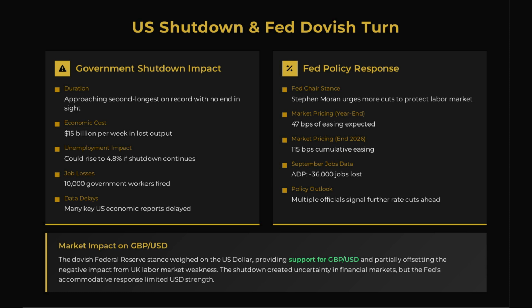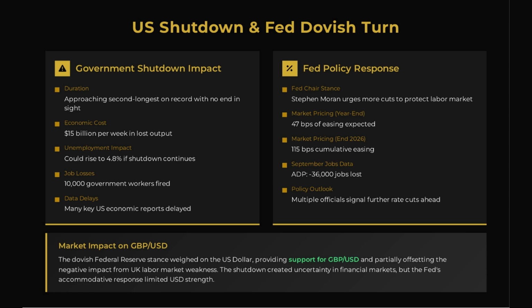The ongoing U.S. government shutdown is approaching the second longest on record with no end in sight, costing the economy an estimated $15 billion per week in lost output. The shutdown has delayed many key U.S. economic reports and could push unemployment to 4.8% if it continues.